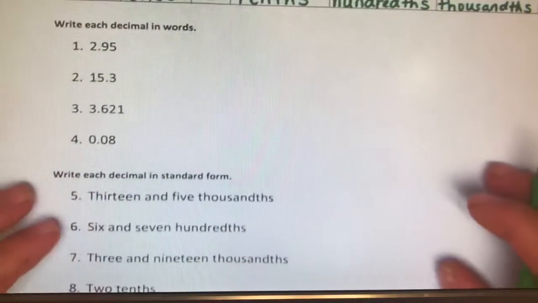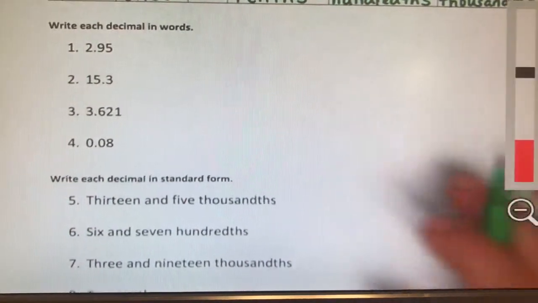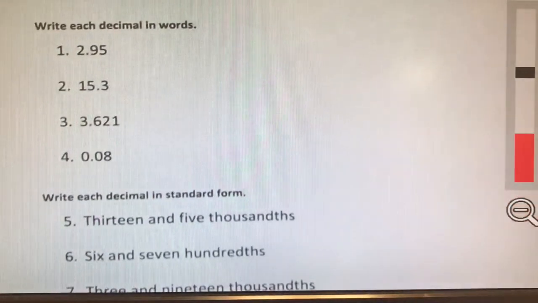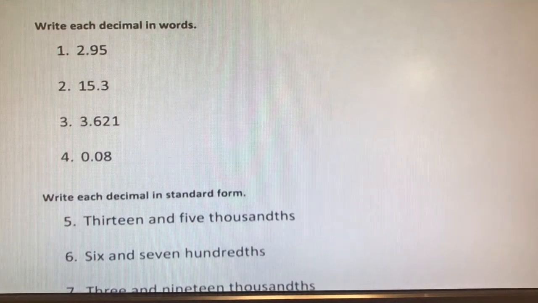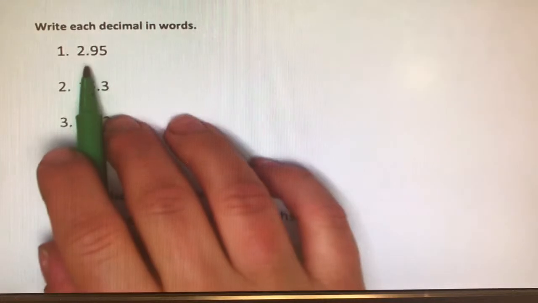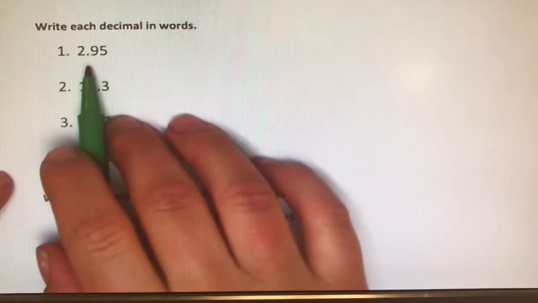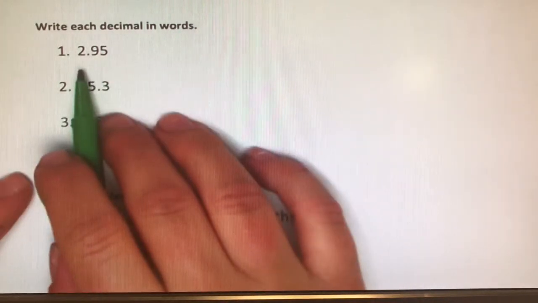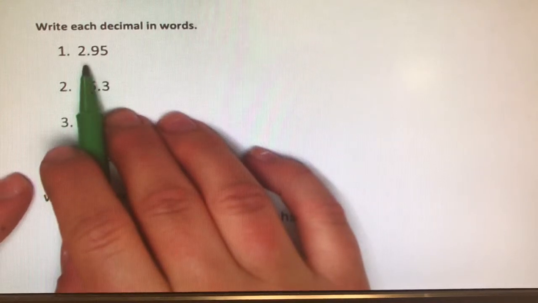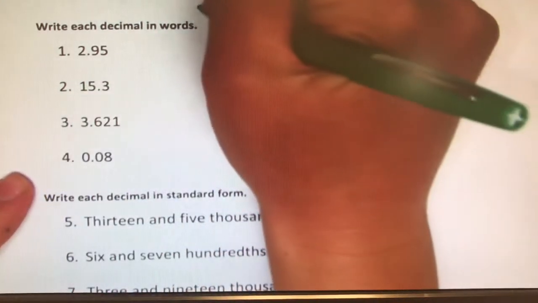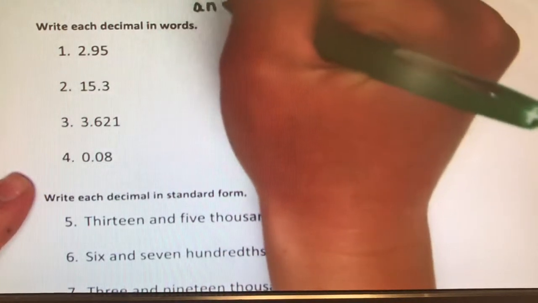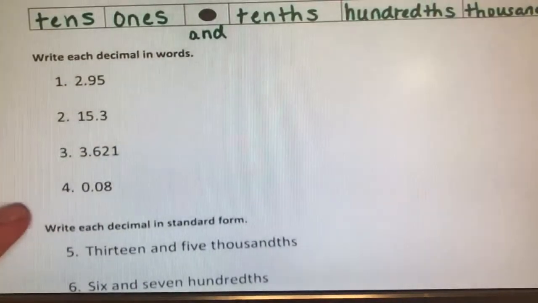Okay? The first skill we're going to do is we're going to be given a decimal and write each decimal in words. So if we were to read this out loud, like in real life, we would say 2.95. But in decimal words, what we're going to do when we get to the decimal is we're going to say the word and. So you can go ahead and write that under the decimal up there. So think about just like money.